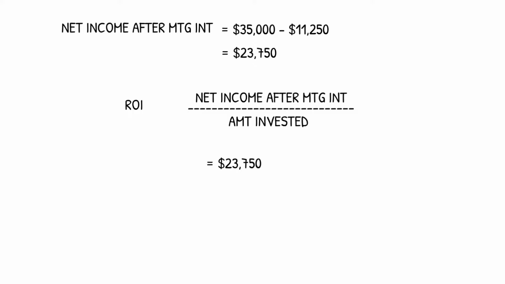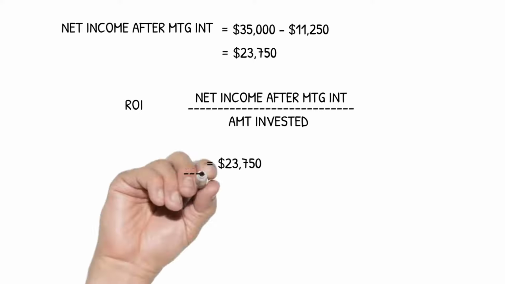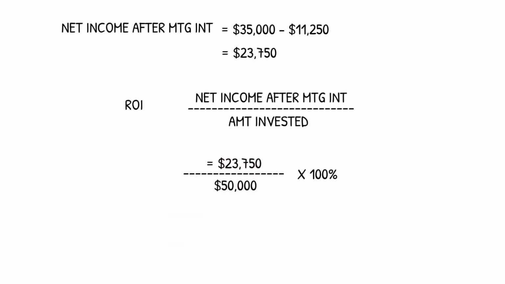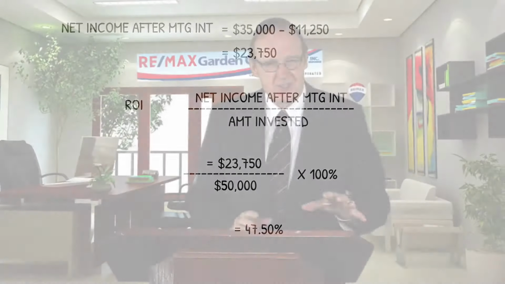But it still means that your net worth is growing by that amount, $23,750. So if we look at our return, it's $23,750, but this time it's divided only by $50,000 because that's what we put in. This is our return on our personal investment. So $23,750 divided by 50 times 100%, that works out to 47.5%. So we see an all cash purchase, we get 7% return.